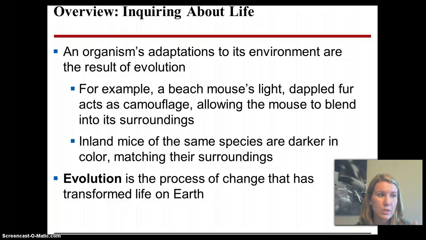Evolution, it's the process where an organism changes over time. Usually the driving factor with the changing over time is the environment. Something has happened in the environment that makes that organism have to change to survive.